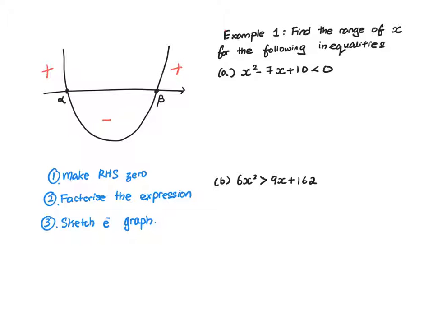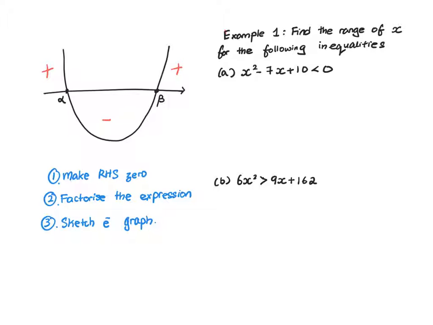Some of the things to note are that we must always make the right hand side 0, factorize the expression, and sketch the graph. I'll illustrate this with an example. Let's look at example 1a. We want to find the range of x for the following inequality: x squared minus 7x plus 10 less than 0. As you can see, in my question the right hand side is already 0. So I'm going to proceed to step number 2, where I will factorize the expression.